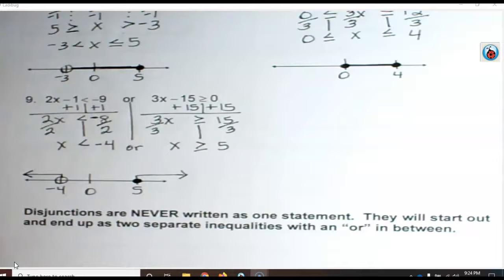Something to always remember is disjunctions are never written as one statement. Those are your ORs. They will start out and end up as two separate inequalities with an OR in between. Ands are the ones that have two inequalities. Those are conjunctions.